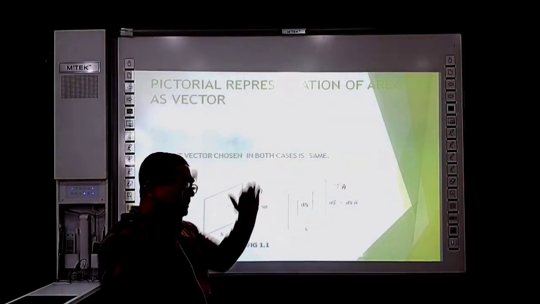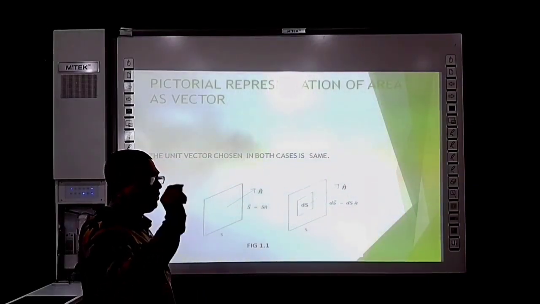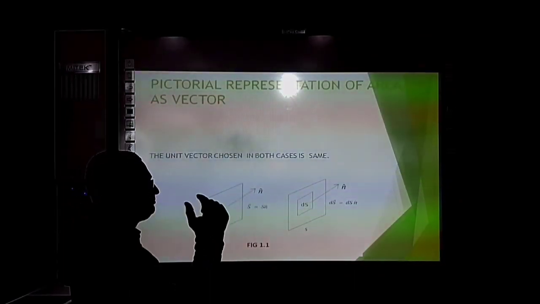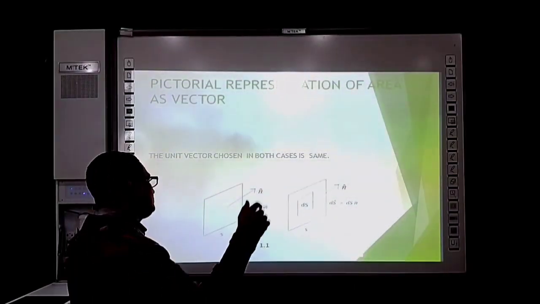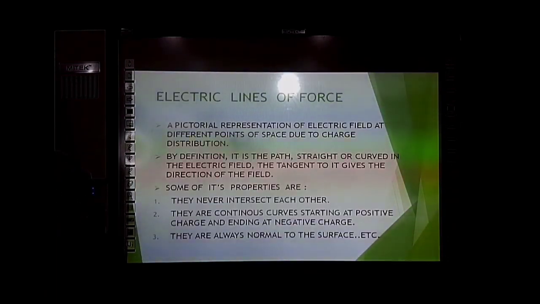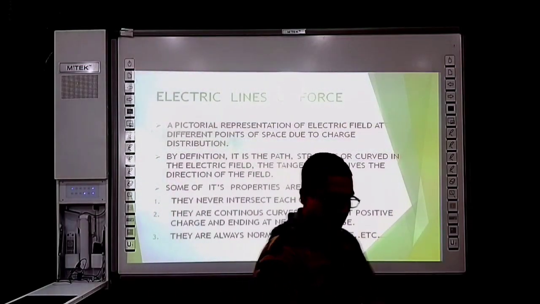So whether we take a big surface or a small surface, the way is the same. We just put a unit vector outward and normal in direction, and then the direction of that unit normal vector is made the direction of the area. So coming back to electric lines of force, before defining flux, we must know what electric lines of force are.